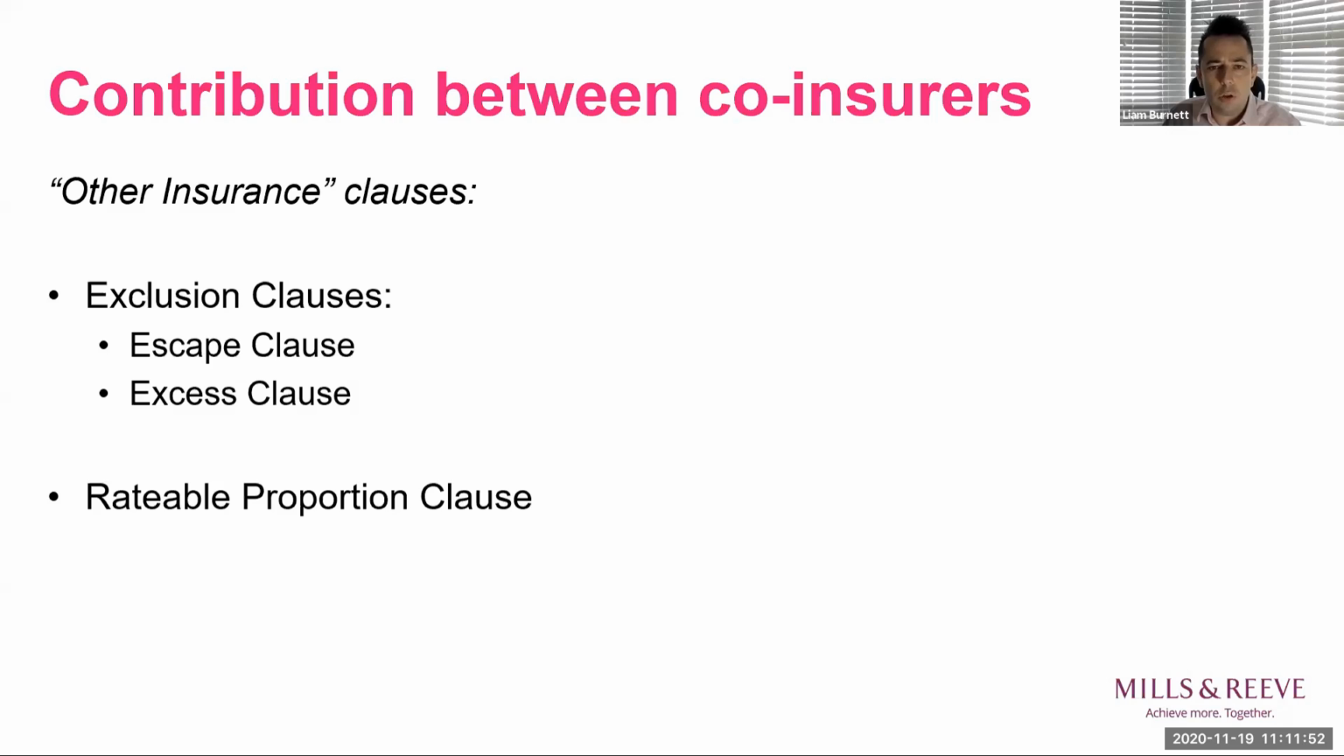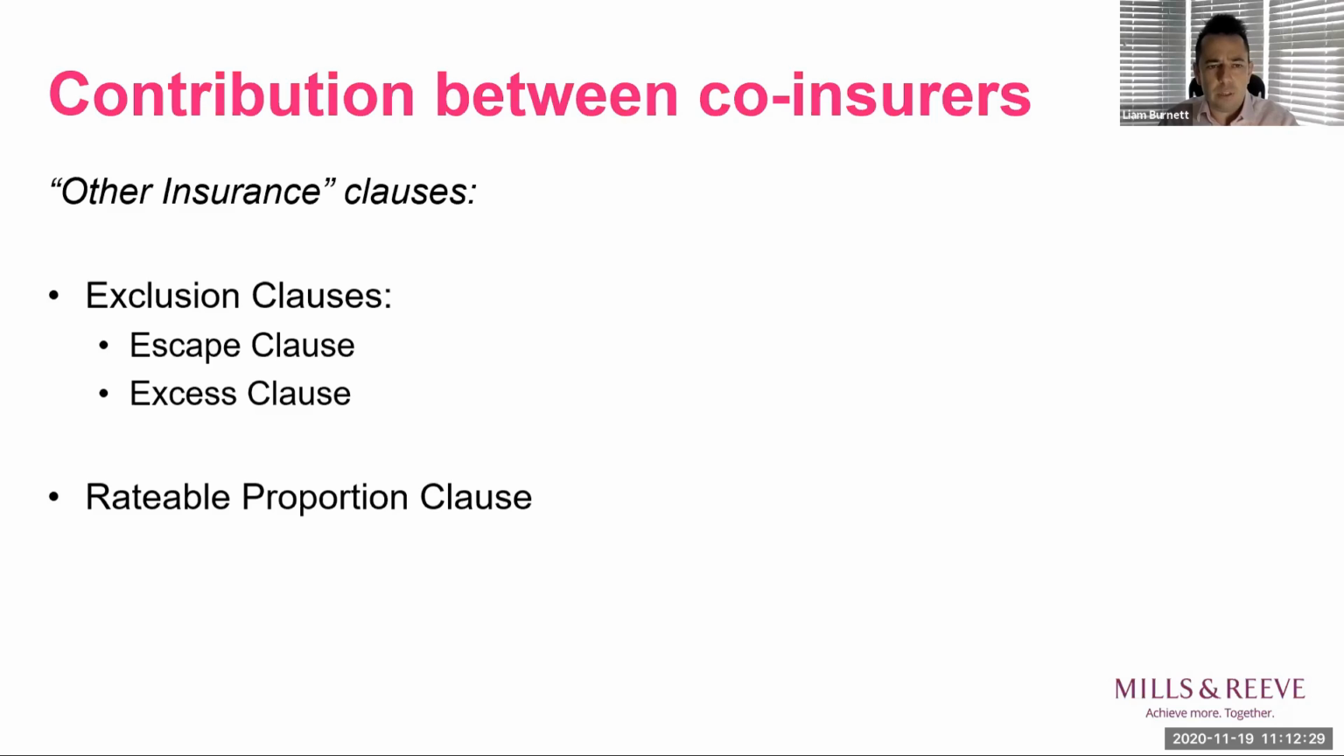So what do other insurance clauses look like? Well, taking exclusion clauses first, there are two main types. Escape clauses seek to exclude all loss that's covered under another policy. Excess clauses seek to make their policy an excess cover. So in effect, that policy is postponed and only triggered once all other insurance policies have been exhausted. Now, this is very different to layering of cover, where different policies are obtained with different insurers in relation to different levels of risk.